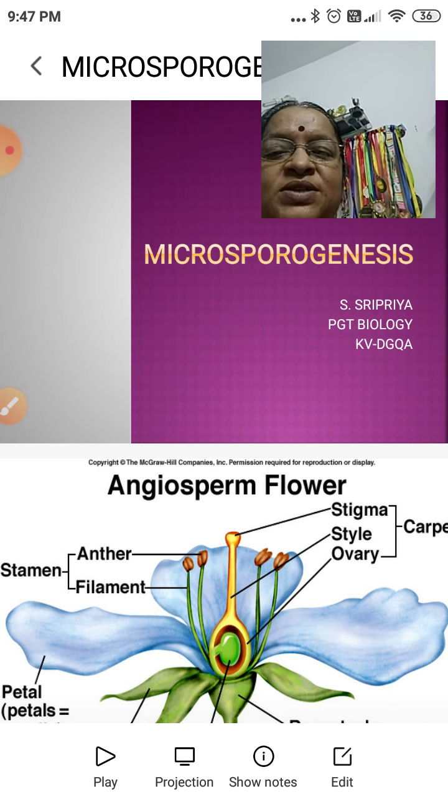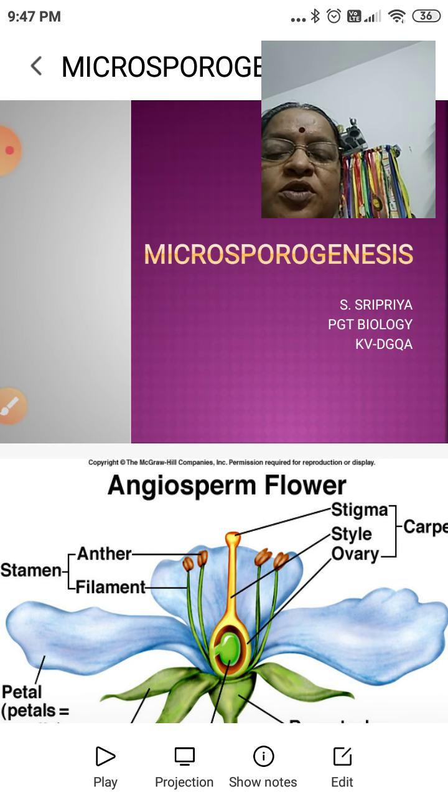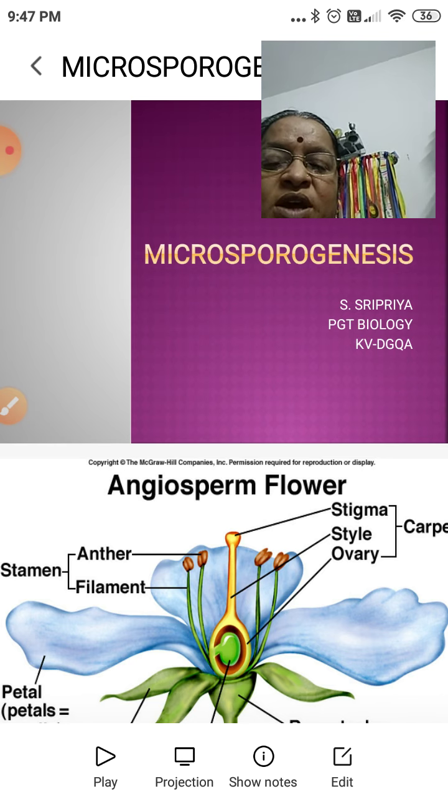Our today's topic is microsporogenesis. Before we go on to the process, let us recap the parts of a flower. So, here you have the longitudinal section of an angiosperm flower, the outermost whorl comprising of the sepals, and inner to it you have the petals. These are actually the non-essential parts of the flower and not directly involved in the reproduction. They are serving other purposes for the flower.